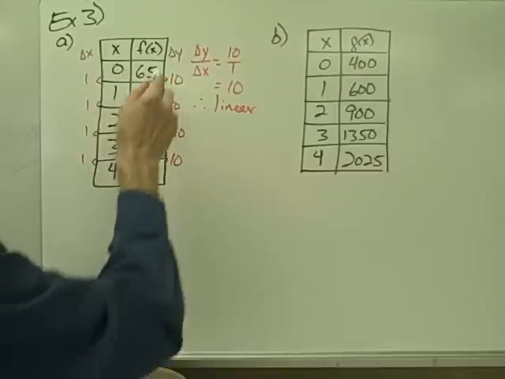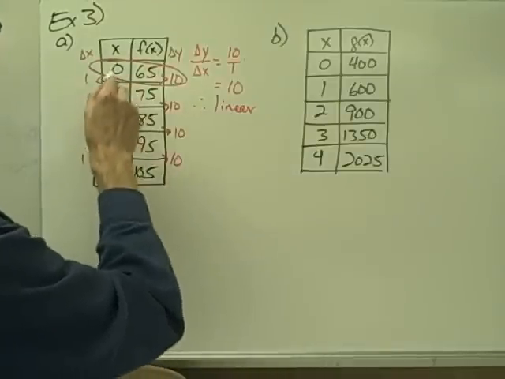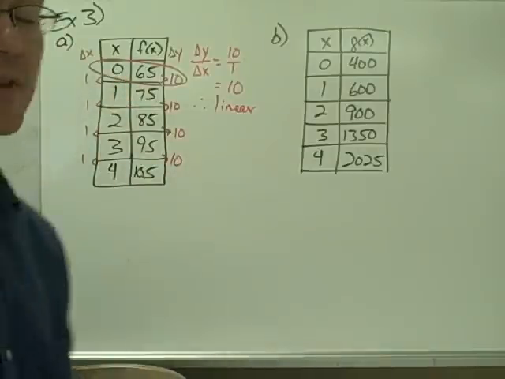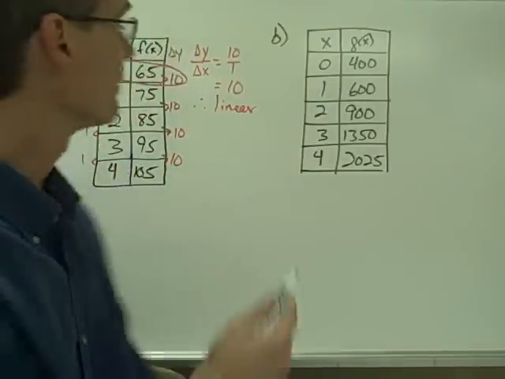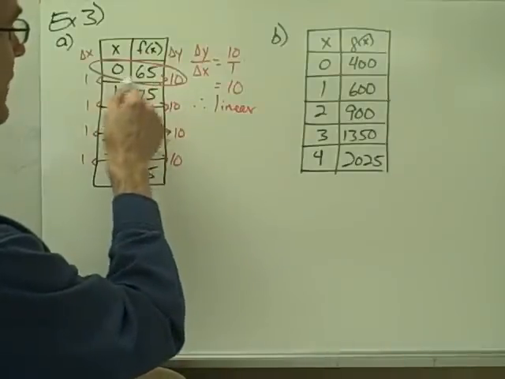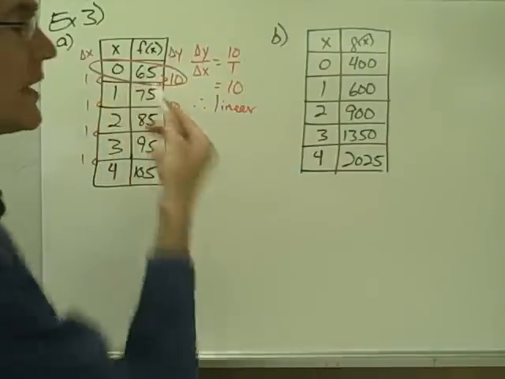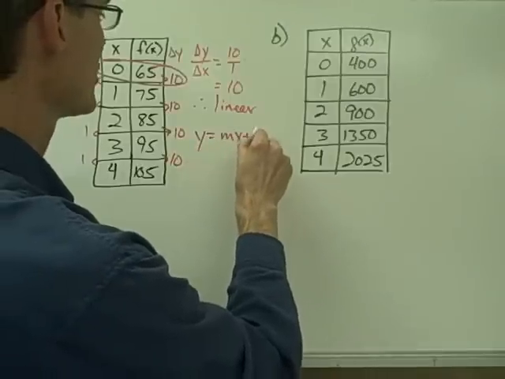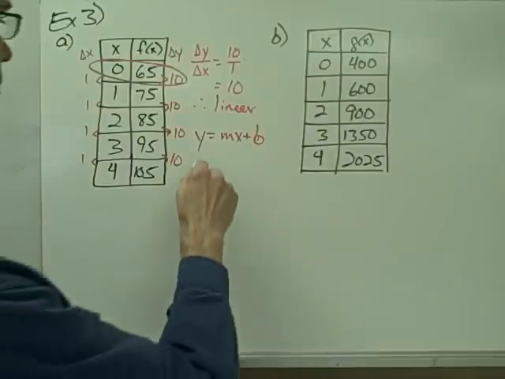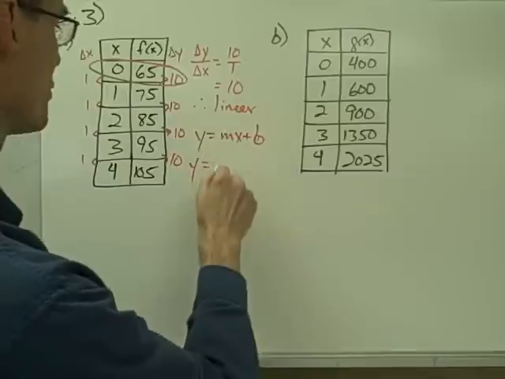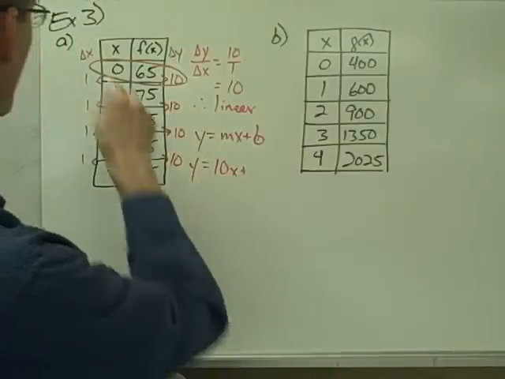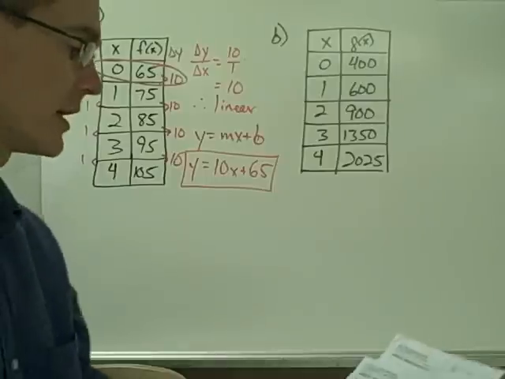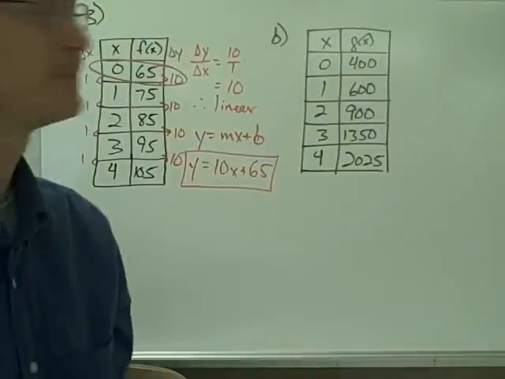It turns out that for this data set, I'm also given this pair of points here, 0, 65. That tells me that my vertical intercept is 65. The value of my function when x equals 0 is 65. So I can use my slope-intercept form, and I can just plug into this form. Y equals, my slope is 10, my y-intercept is 65, and there is the formula for my linear function.